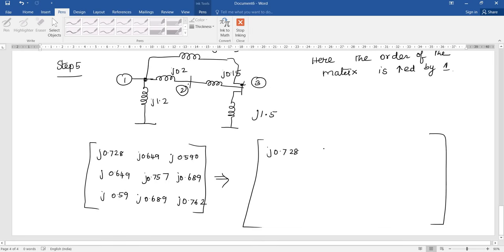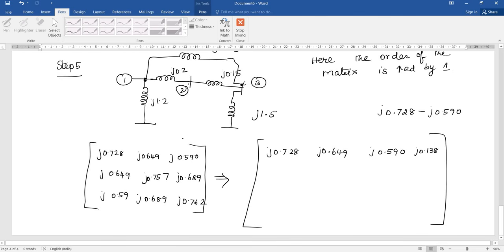J 0.728, J 0.649, J 0.590. First of all, how to find out the fourth element, that is 1 4, using the formula here: J 0.728 is subtracted with J 0.590. So the answer may be J 0.138.